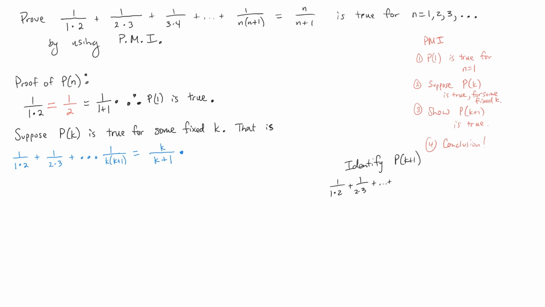Let me start over really quick. I'll make it easier for you guys. P of k plus 1 is 1 over 1 times 2 plus 1 over 2 times 3 plus dot dot dot plus 1 over k times k plus 1 plus 1 over k plus 1 times what here? k plus 1 plus 1 is equal to what?